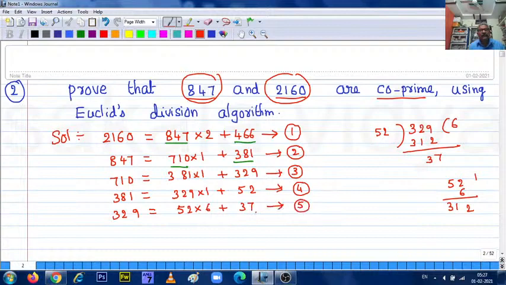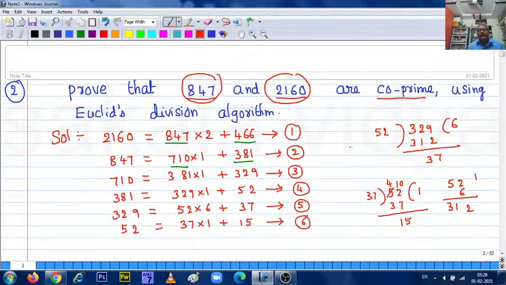Now 52 should be divided by 37. 37 ones are 37. So this will be 12, 4. So 12 minus 7 is 5, 15. So that means 52 can be written as 37 times 1 plus 15. This is the sixth step. Now 37 is divided by 15.